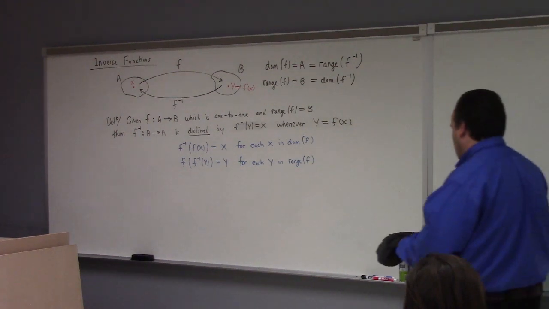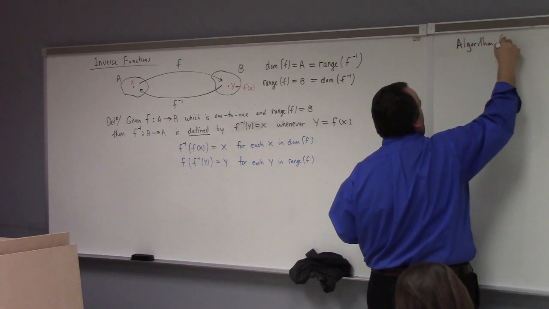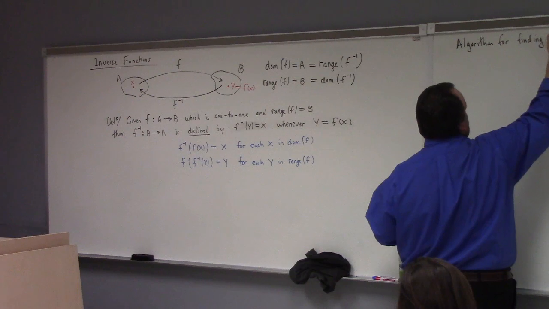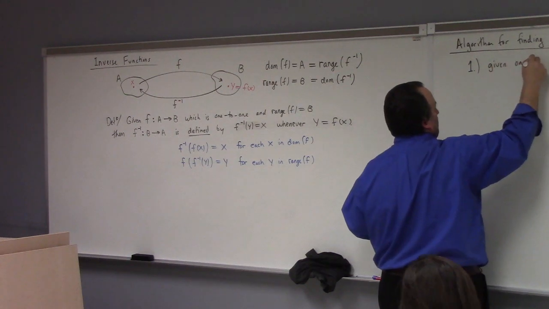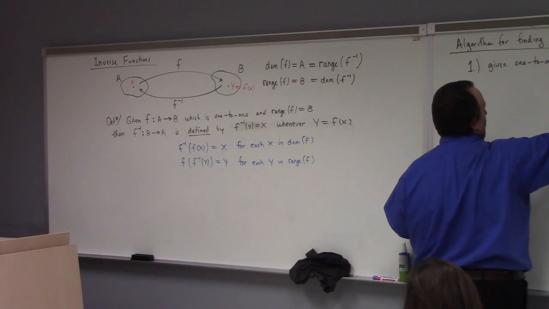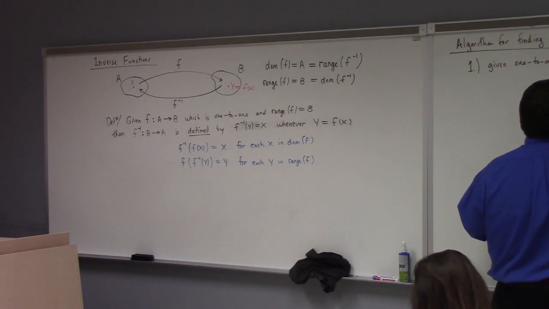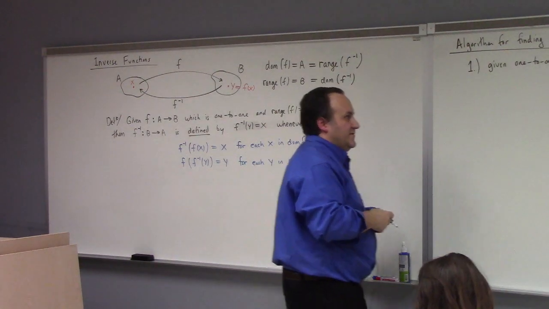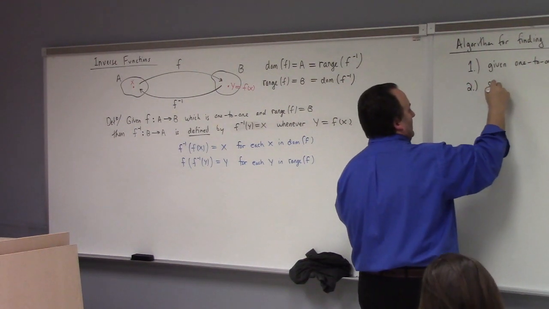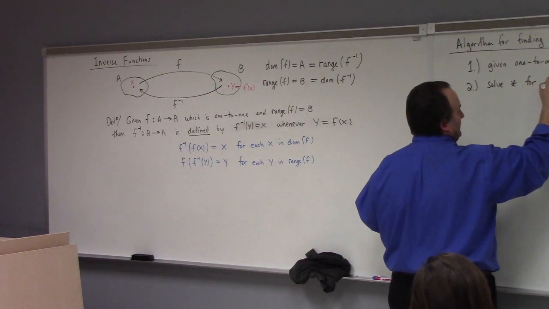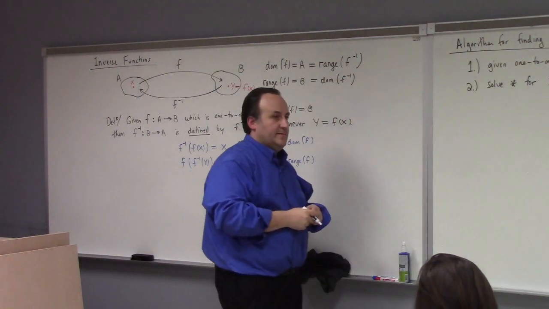Here's the algorithm, as I practice it anyway. Algorithm for finding the inverse function. Step number one. You're given a one-to-one function, f of x, all right? Set y equals f of x, all right? That's point number one. And just for the sake of reference, let's call that star. All right? Step number two. Solve star for x equals stuff in y. All right? Hang with me here.